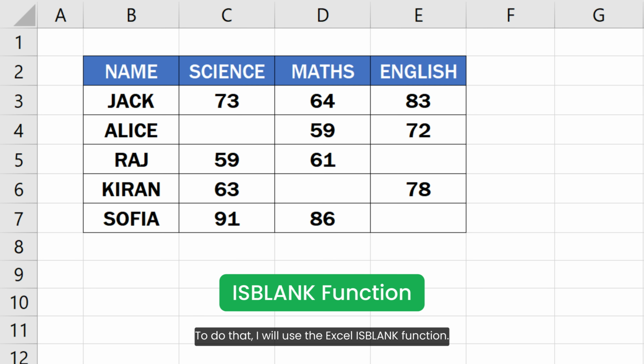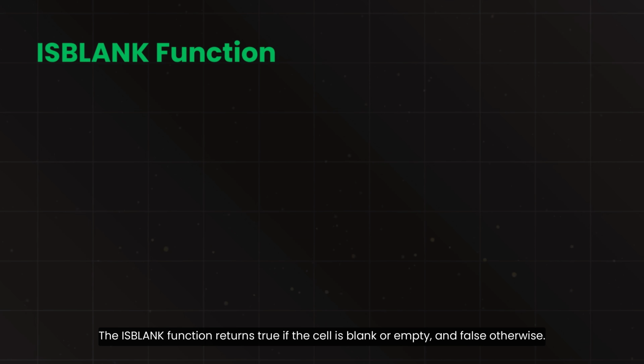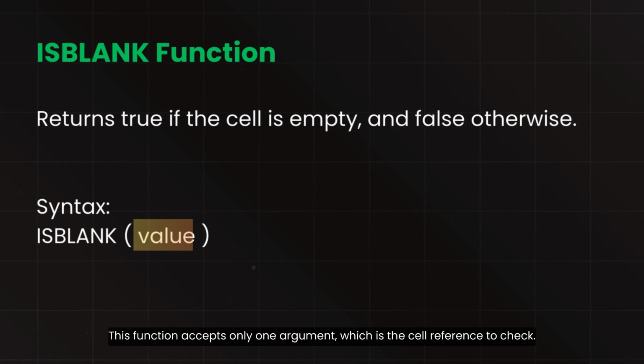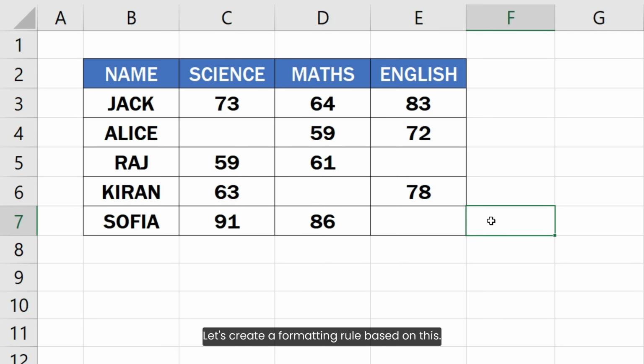To do that, I will use the Excel isBlank function. The isBlank function returns true if the cell is blank or empty and false otherwise. This function accepts only one argument, which is the cell reference to check. Let's create a formatting rule based on this.